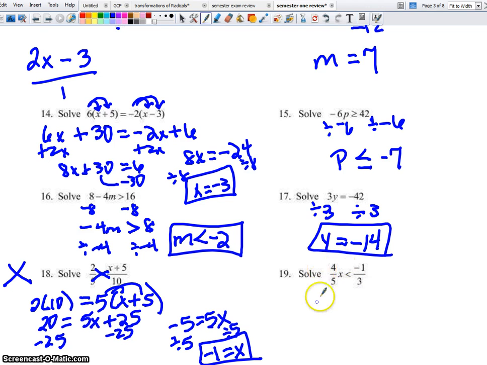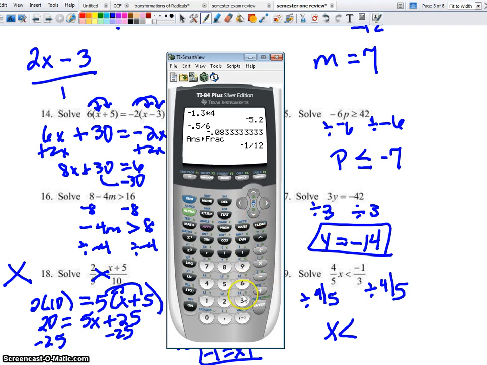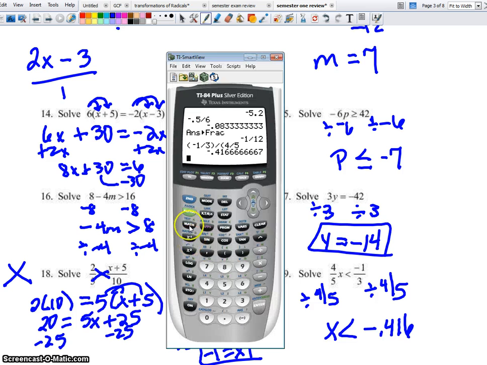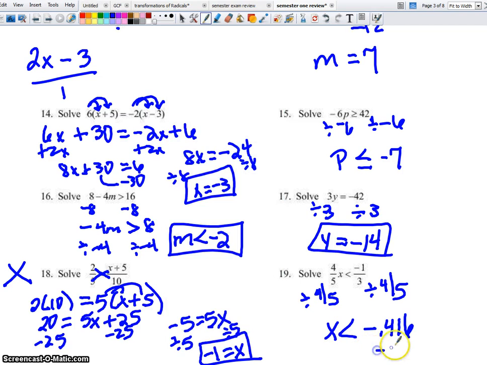We need to move this 4/5. We're going to divide both sides by 4/5. X is still less than because I did not divide by a negative number. And so we're going to say open negative 1 divided by 3, close, divided by open 4 divided by 5, and you get negative 0.416. Or if you want it to be a fraction, you would go to math, enter, enter, and negative 5/12 if you wanted it that way. Either way.